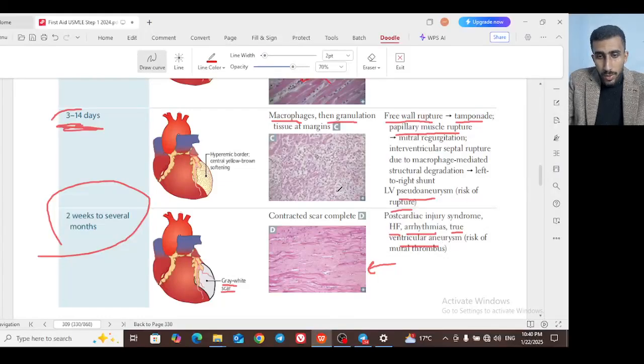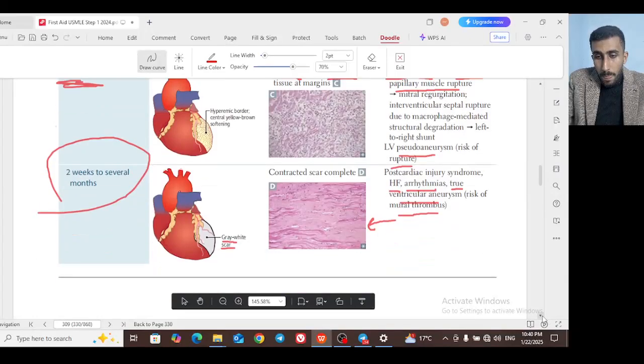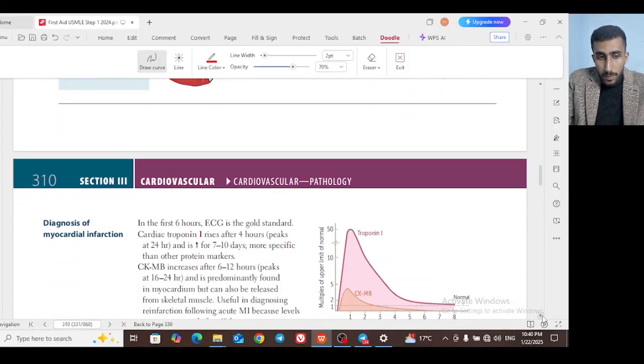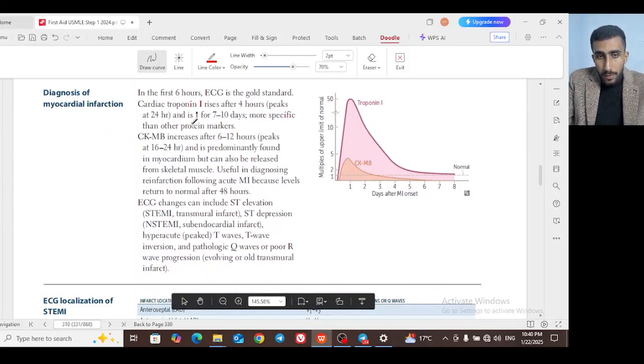In contrast to the pseudoaneurysm that occurs from 3 to 14 days, from the second week ongoing to several months, the patient may end up with a ventricular aneurysm that will stay with him for his life. This is a ventricular aneurysm, not a pseudoaneurysm, and may have a mural thrombus with the risk of embolism.